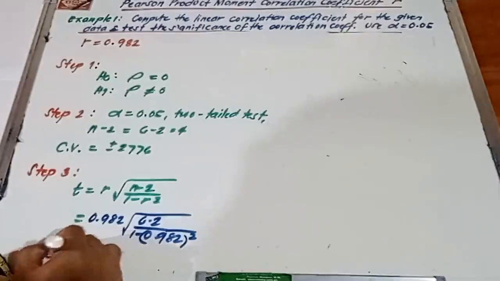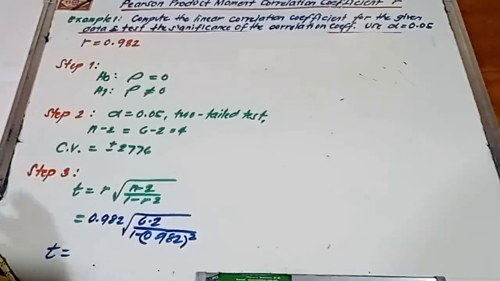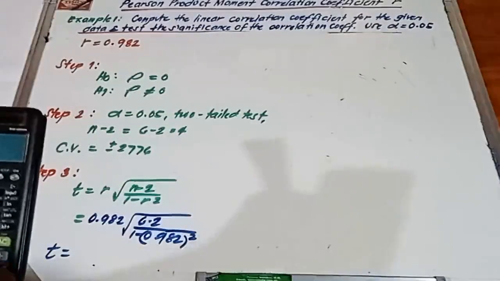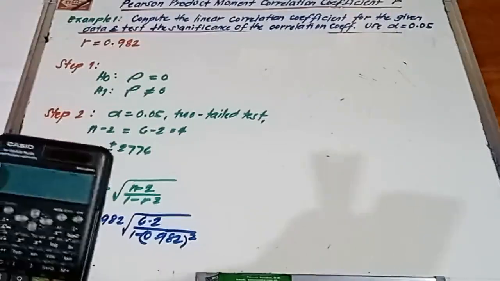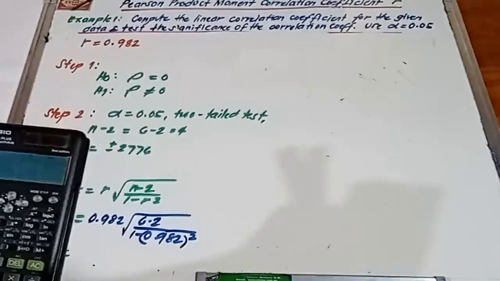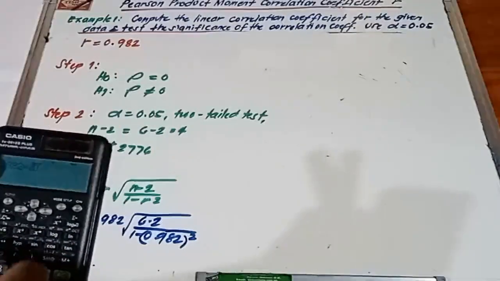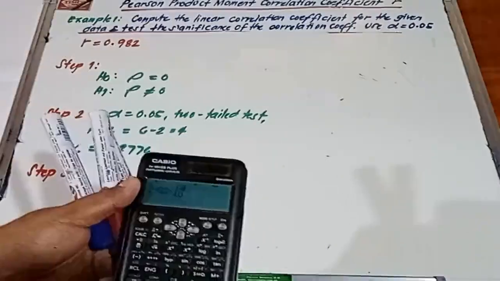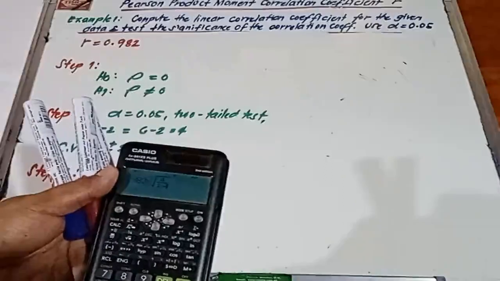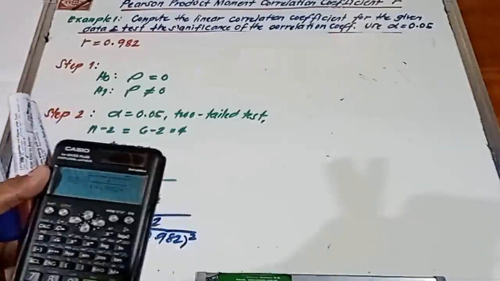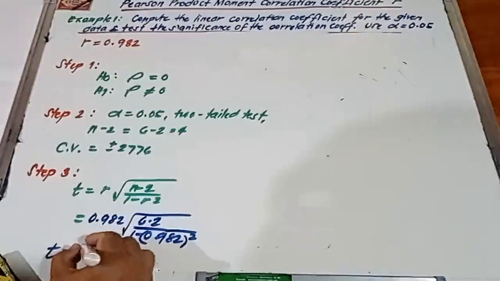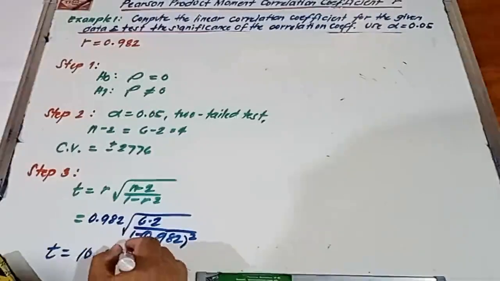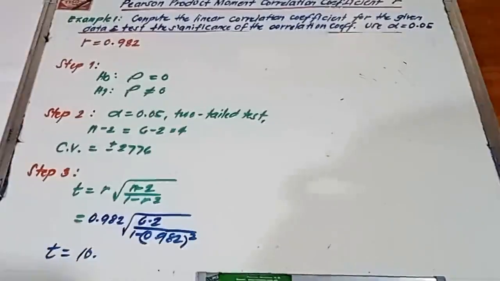Then, anong value ng t natin? Gamit yung ating calculator, ilalagay natin sa computation mode. We have 0.982 times square root of fraction. We have 4 on top. Sa bottom ay 1 minus 0.982 squared. Okay? Then equals 10.398. Okay? 10.398.